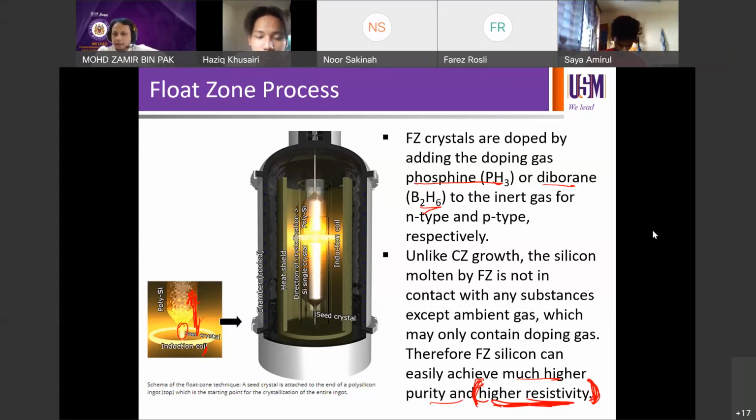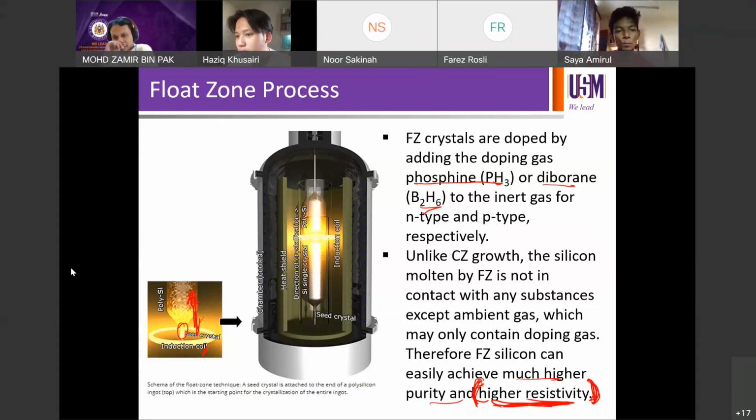Anything, Sri? Syafiqah? Is Syafiqah there? Everyone is silent, is it? Kali, are you there? Yeah. Okay, Kali, what do you think?